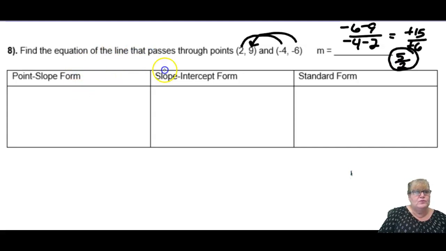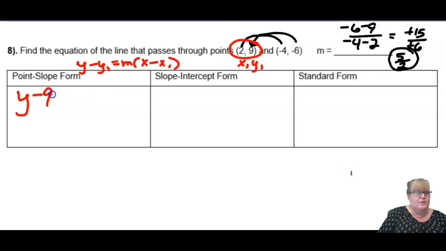And then we're going to start with point slope form again. So y minus y1 equals m times x minus x1. And I'm going to use this point because I'm going to avoid those negatives. So I'm going to make this my x1 and this my y1. So it will be good. Y minus the y1 was 9 equals my slope, and then x minus the x1, which was 2.